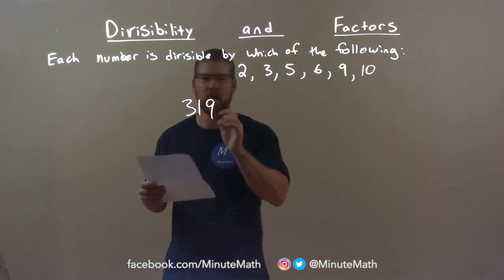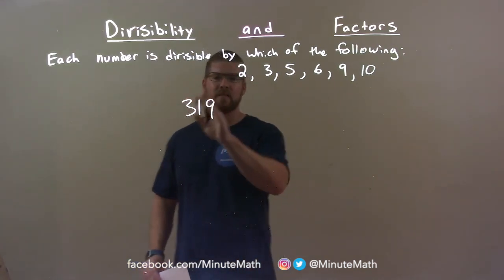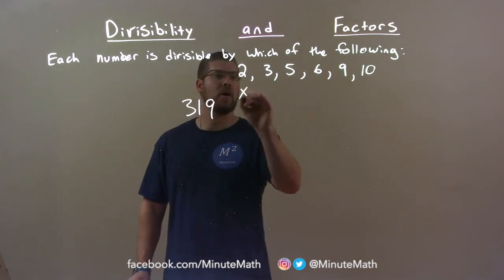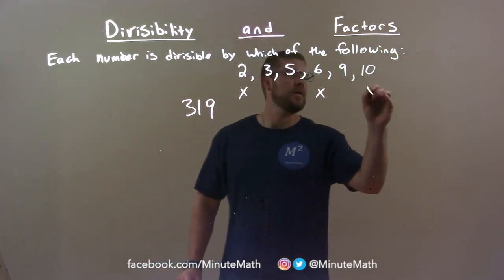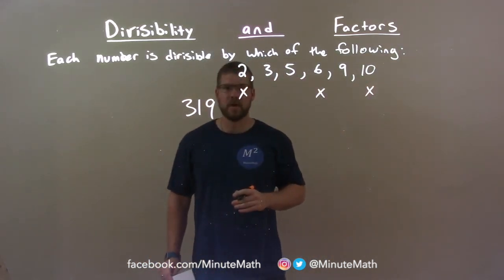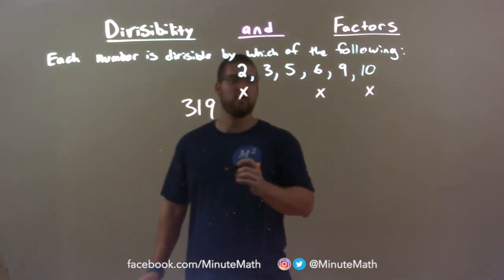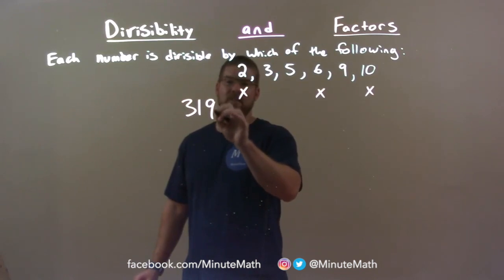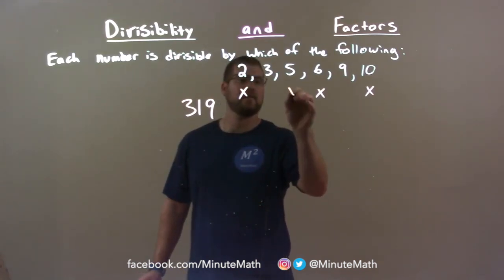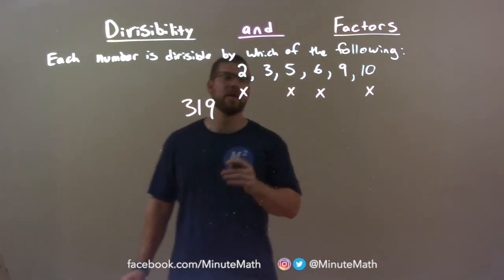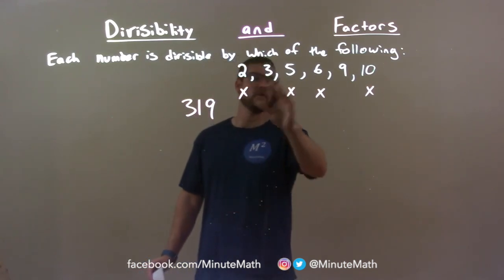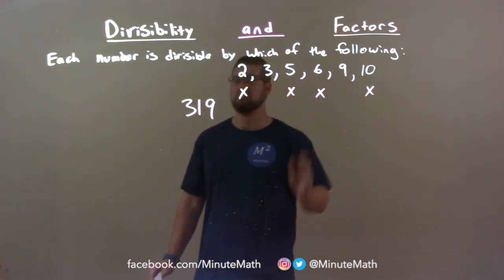319. Okay, 319. Well, first thing, this number is odd. So that means all the even numbers are out. Then we also can quickly check, does it end in a 0 or a 5? Well, since it doesn't end in a 0 or a 5, 5 is also out. So now we have most of them checked off, just 3 and 9 now.